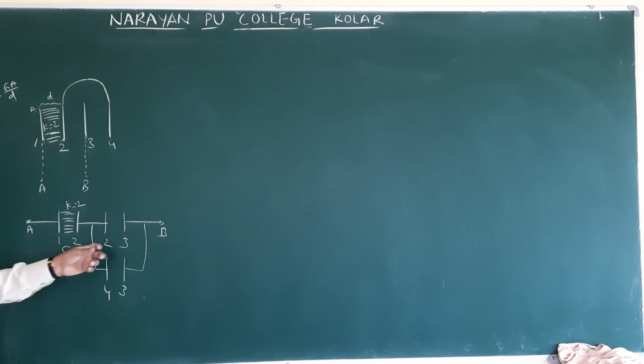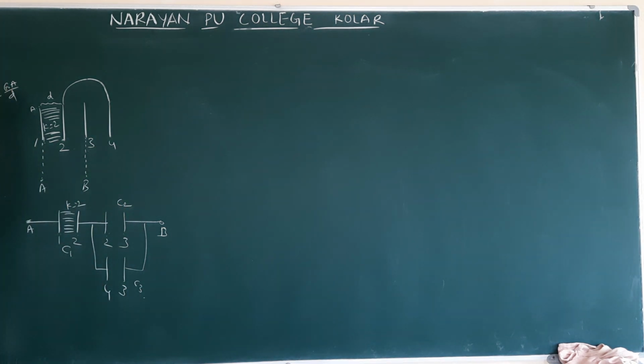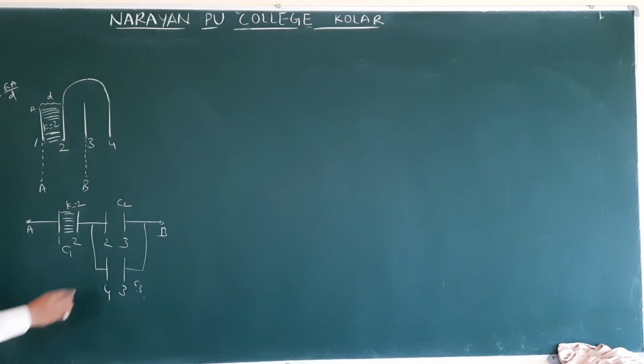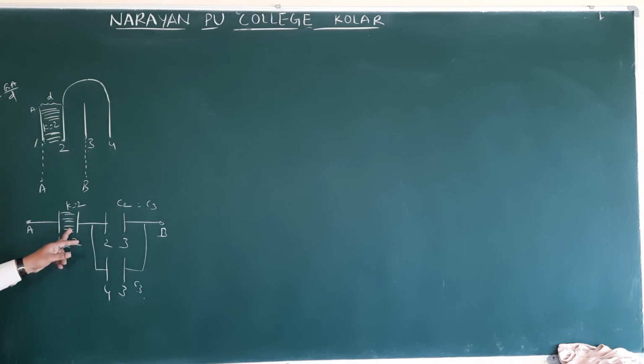See here, how are these two capacitors connected? These two capacitors are connected in parallel. Let us say this is C2 and this is C3. C2 value is C and C3 value is C, that is nothing but epsilon naught A by D. C2 is equal to C3. These two are connected in parallel, so C and C, how much? 2C. Here 2C. This is KC.